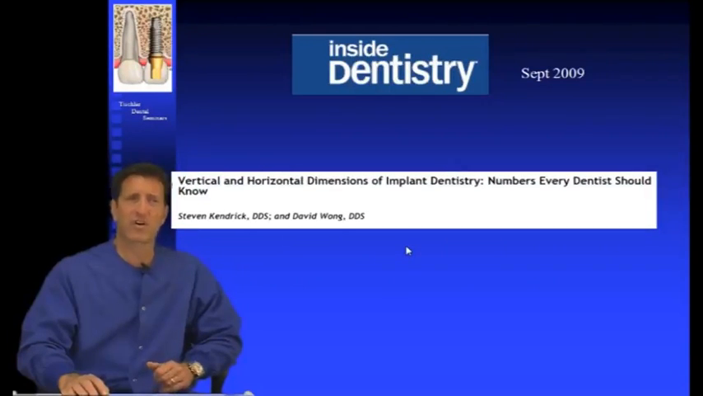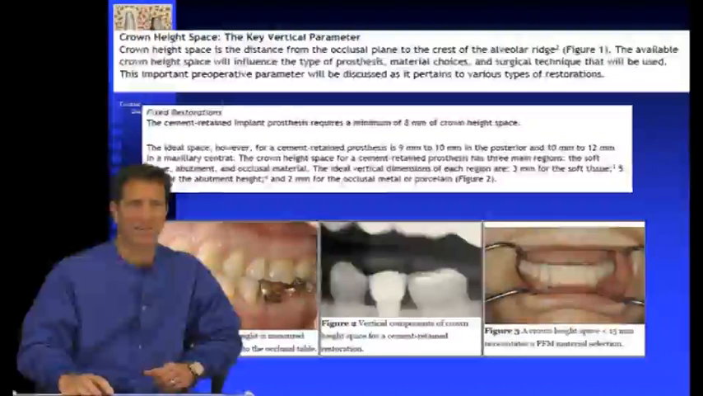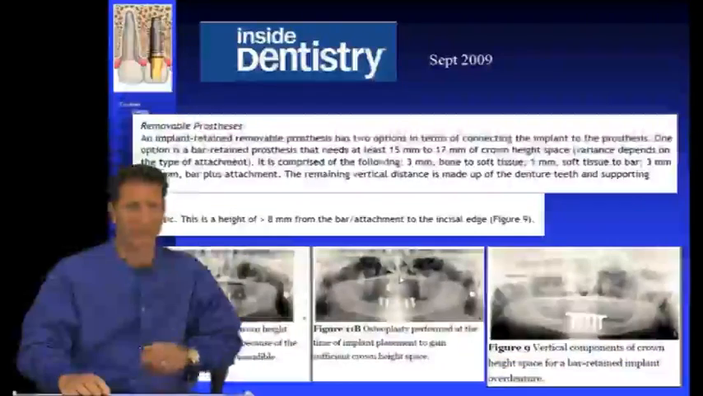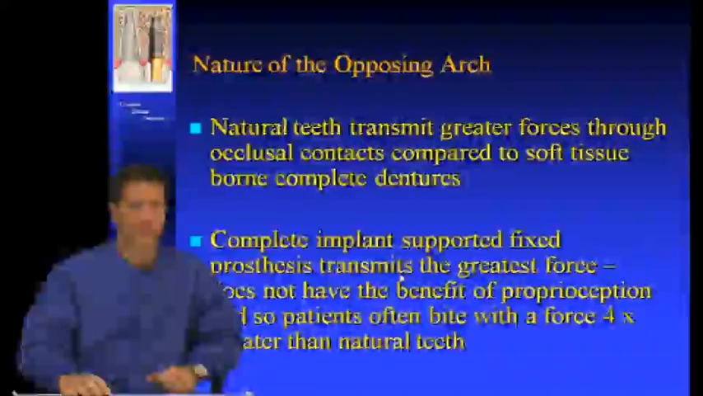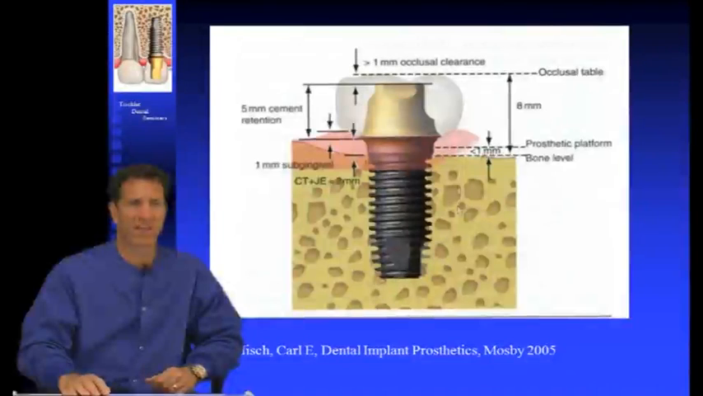Dentists should know the vertical and horizontal dimensions of implant dentistry. And basically, you want to have enough height. You need at least 5 millimeters of height. Now, if you have too much height, obviously that's going to be a problem also. You certainly want to look at the opposing arch. And if you look at this, you want about 5 millimeters of height for the abutment, but you need 8 millimeters total because of the porcelain, because of the prosthetic platform.